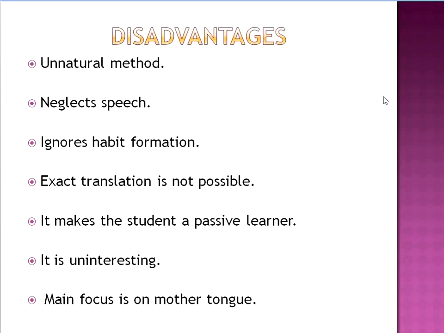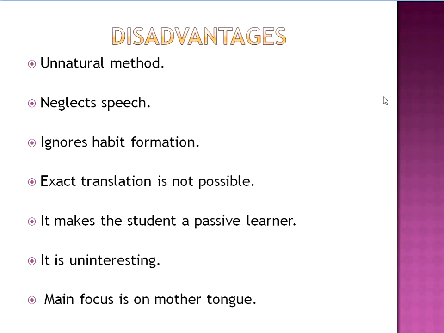It makes the student a passive learner. So this method does not consider the student an active learner. Who plays an active role? The teacher plays an active role. Who is in the center point? The teacher is in the center point. That is why this method has a disadvantage. What is the disadvantage? It makes the student a passive learner. Is that okay? So this is one of the disadvantages of grammar translation method. Okay, what is the next one?